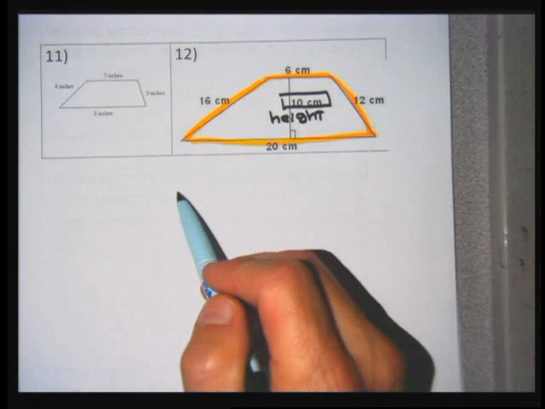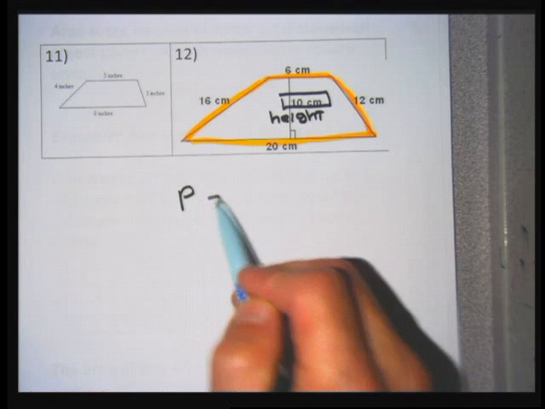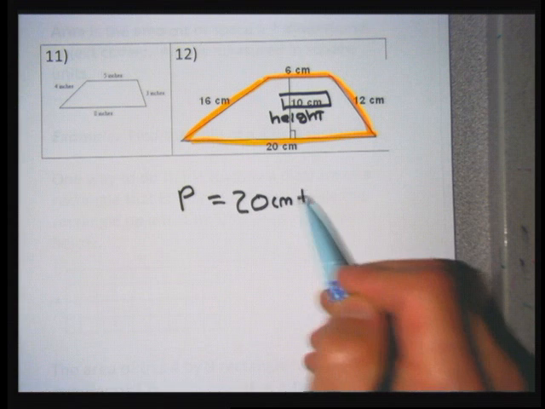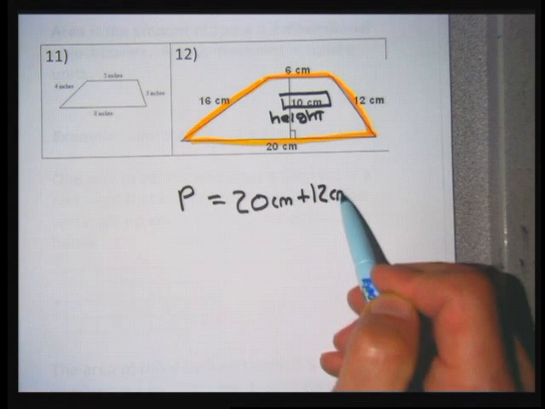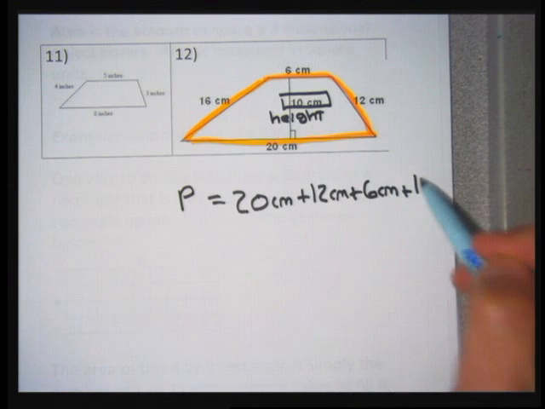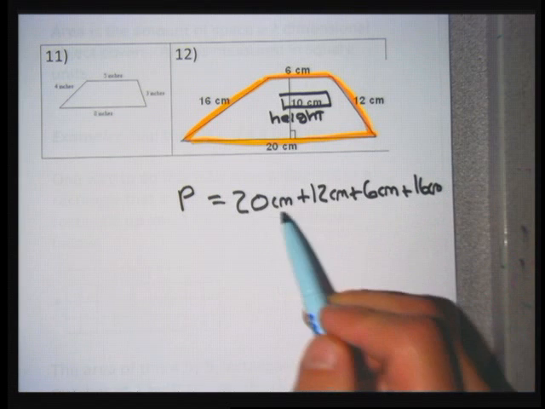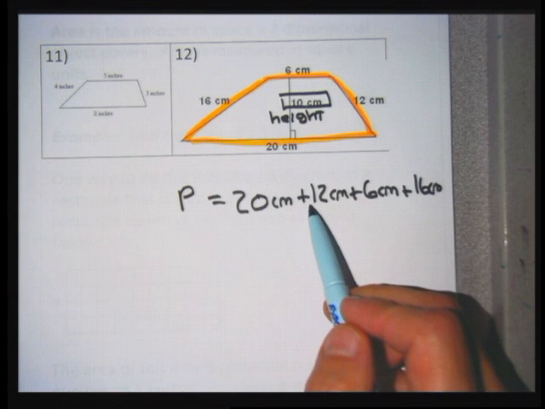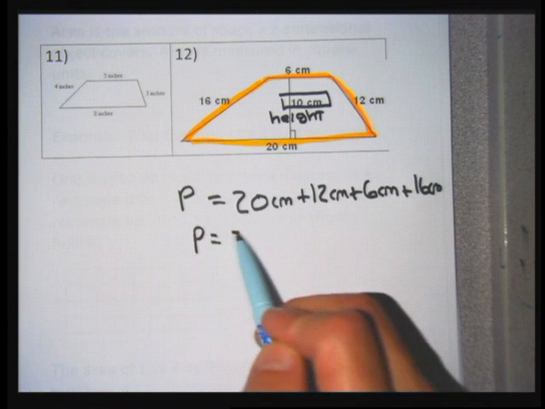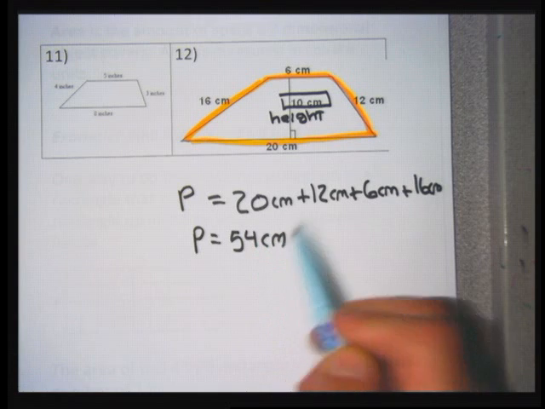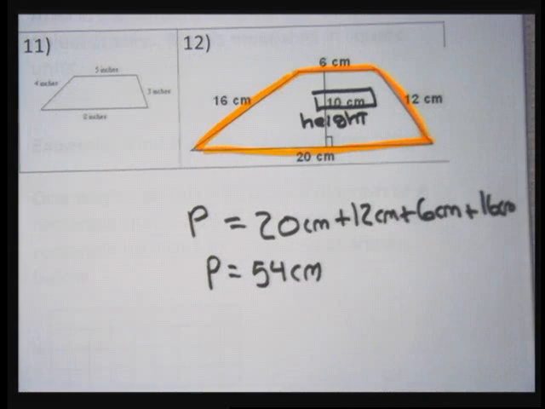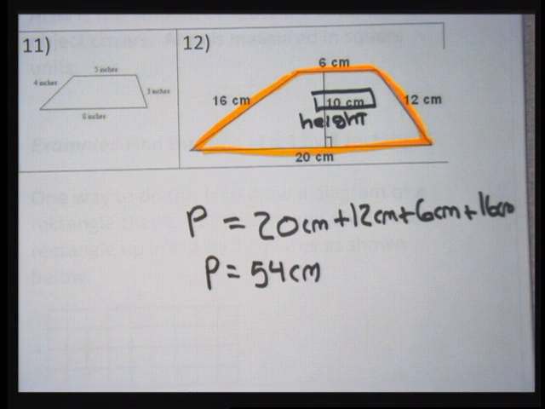So for my perimeter in number 12, I'm going to say the perimeter is 20 centimeters plus 12 centimeters plus 6 centimeters plus 16 centimeters. And that's 20, 30, 40, 42, 54 centimeters. Hopefully yours is readable. Let me blow it up a little bit just in case you couldn't pick out the sides were 3, 4, 5, and 8 inches.